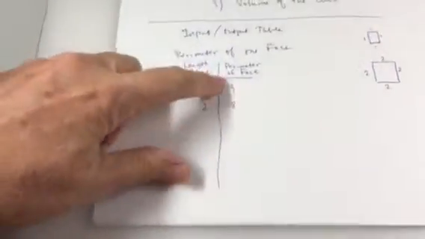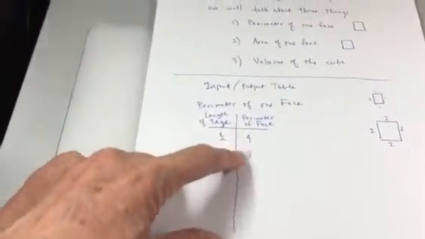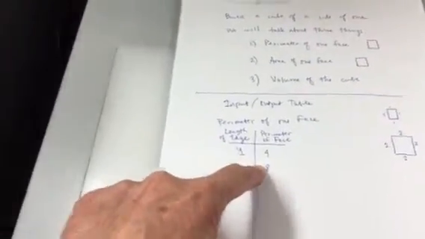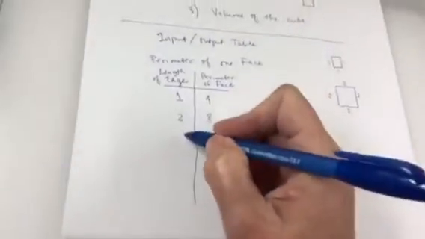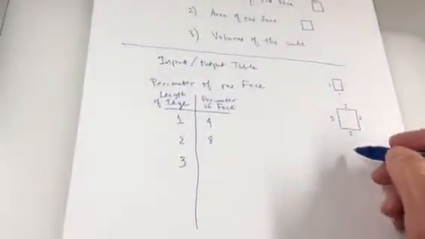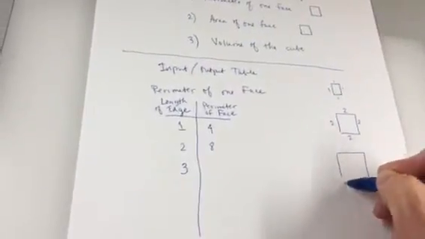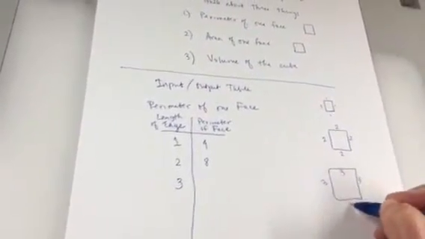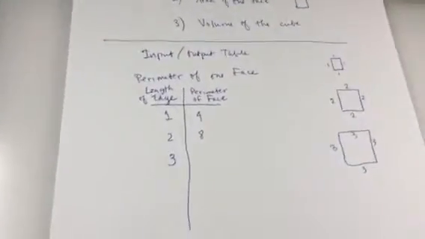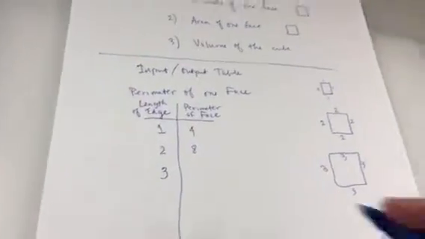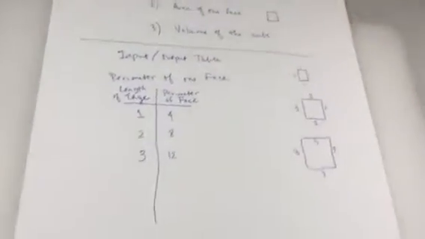At this point, I really can't tell what's happening. I hope you know what's happening, but if I'm just looking at the input-output table, is the output doubling? Is the output adding 4? Let's see. If the length of the edge is 3, then I have 3, 3, 3, 3, and that's going to be 12. So at that point, I kind of have a hunch. It looks like it's probably adding 4.